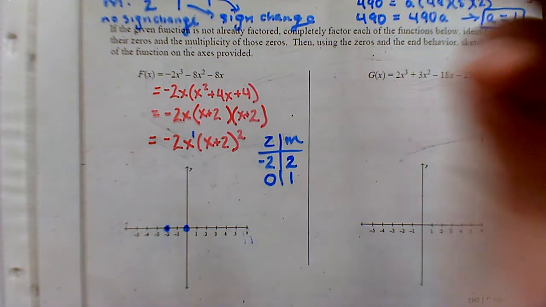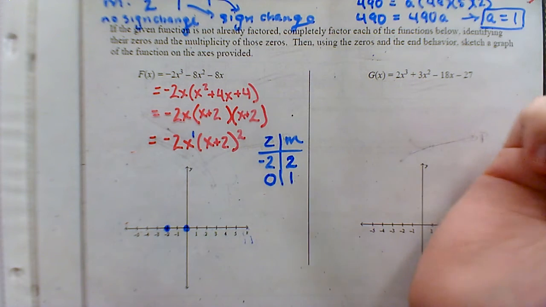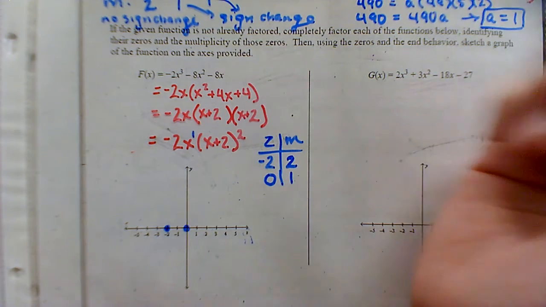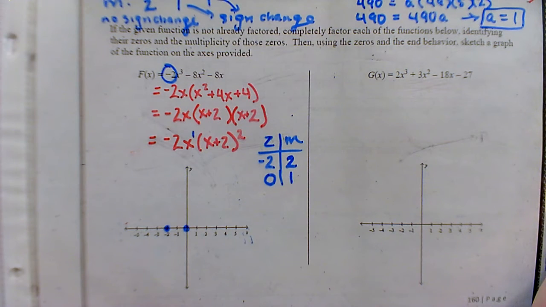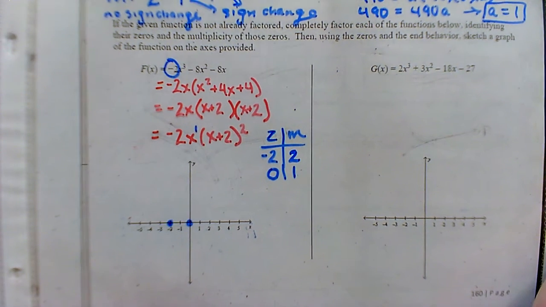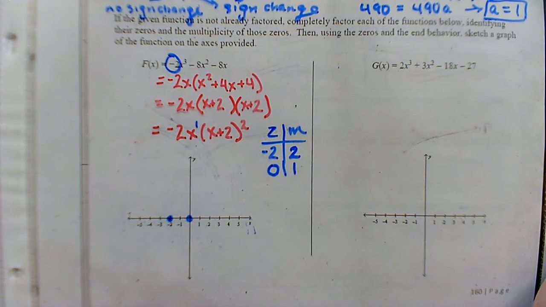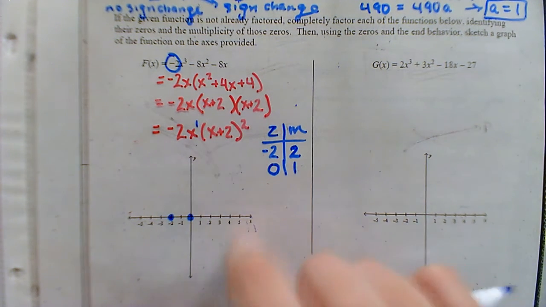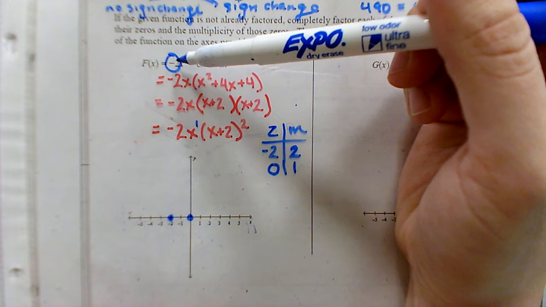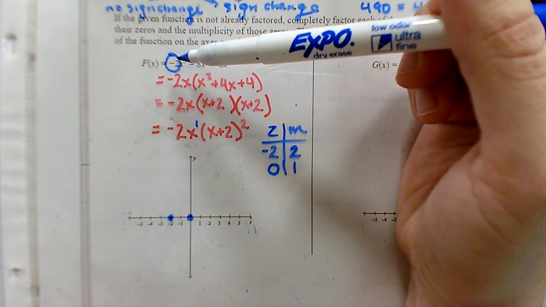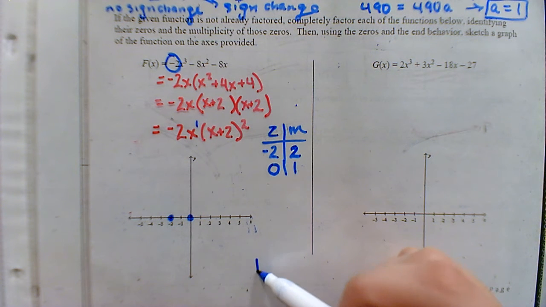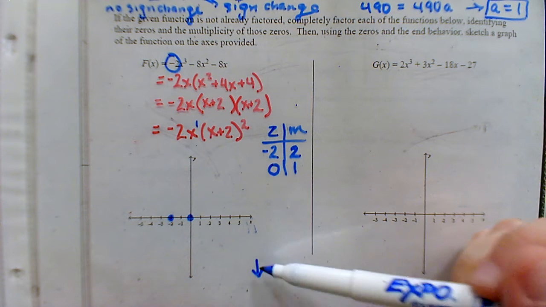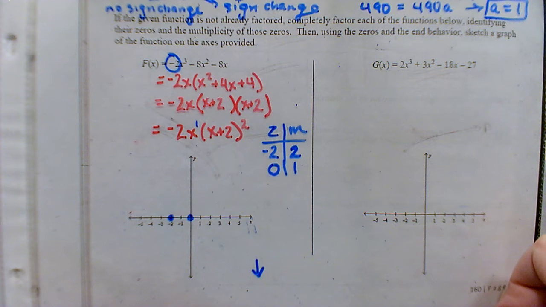So where were you looking, Rebecca, to help you with that? Well, the leading coefficient is negative. Okay, so that means the end behavior on the left would have to be pointing up, and the end behavior on the right would have to be pointing down. Perfect. Since the leading coefficient's negative, we automatically know the right side is going down. So what I would do personally to denote that idea is on the right side of your graph, I would draw an arrow going down.